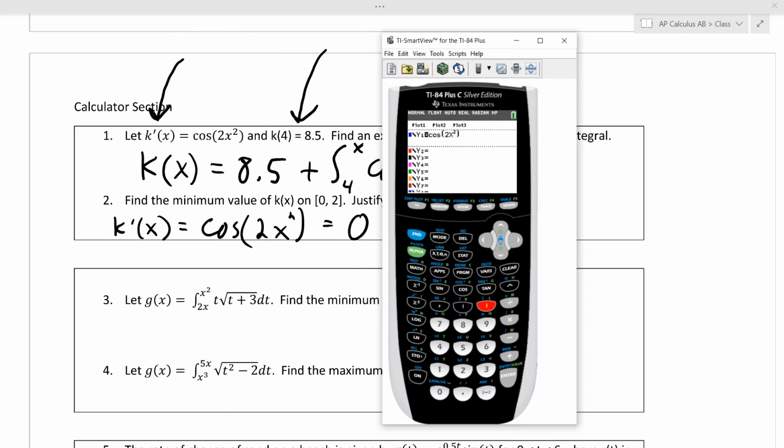And I only care about 0 to 2, so I'm going to change my window to go from 0 to 2. You count by ones. And my y, I don't really care about what y is. I just want to see where this thing is 0, right? Technically undefined also, but cosine's never undefined. So I'm going to graph that from -1 to 1 on the y-axis, 0 to 2 on the x-axis. I'm just looking for critical values. Where's it going to be 0?